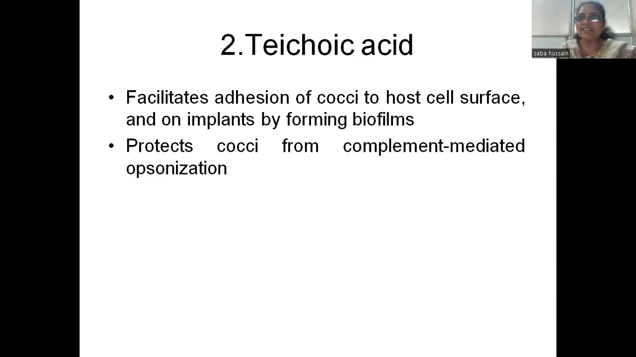Another thing embedded in the cell wall of this bacteria is teichoic acid, which is highly charged. This highly charged teichoic acid helps in adhesion of cocci to the host surface. Or if we are implanting any prosthetics inside the body of a human, then this can form a biofilm and can disturb the host. And this teichoic acid also protects the cocci from complement-mediated opsonization, the same thing that the cell wall was doing.